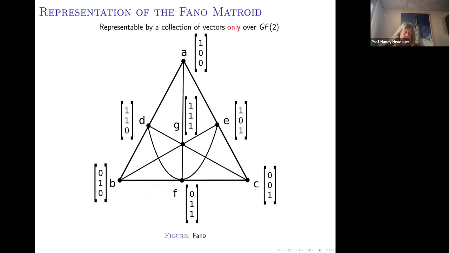And I'll tell you what they are because it might take a while otherwise. But I do have some examples where we could work through things like that as well. This is representable by a collection of vectors only over GF2, so only over a field with 2 elements and not over any other field. So it's not represented by a graph, and it's representable by vectors only over one field. And so it's a really nice example because it's not too big either.